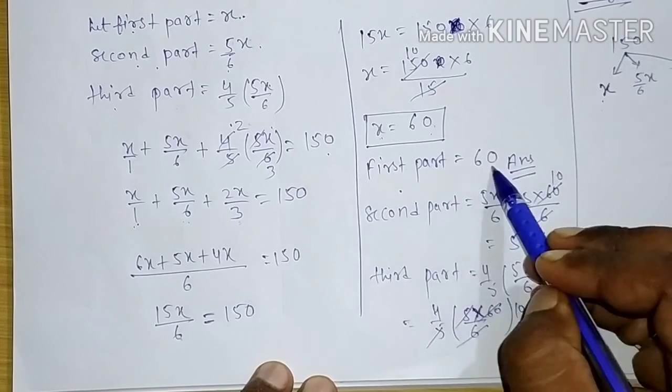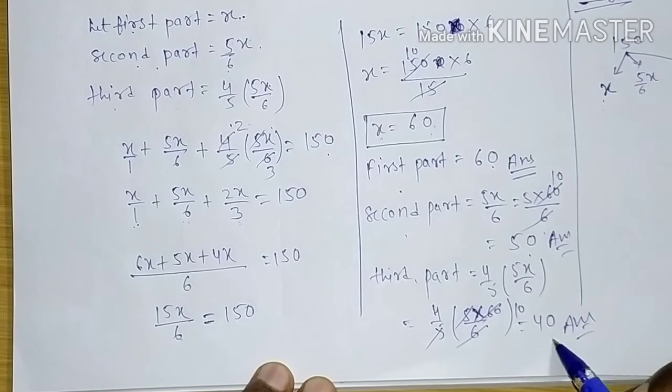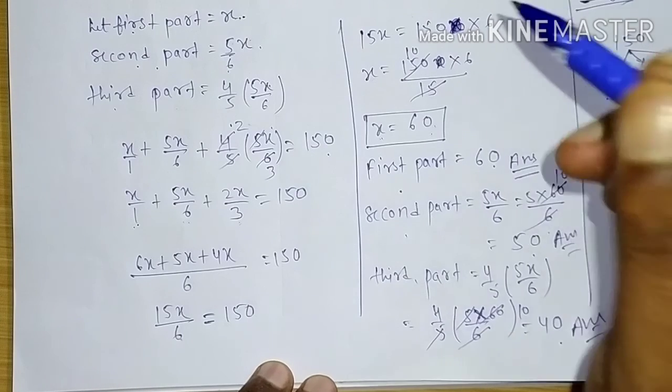Now the first part is 60, the second part is 50 and the third part is 40. This is the answer, and this is the solution of exercise 8B.